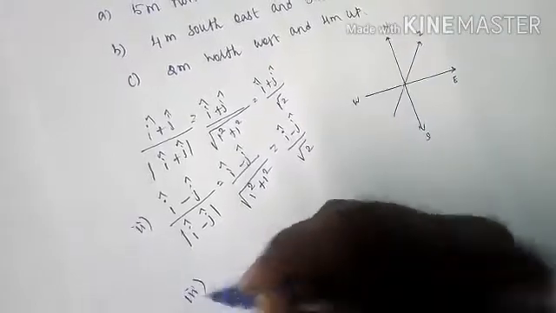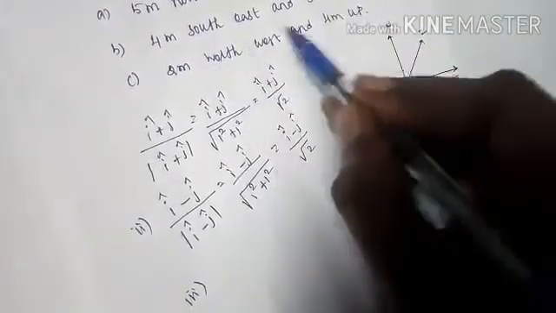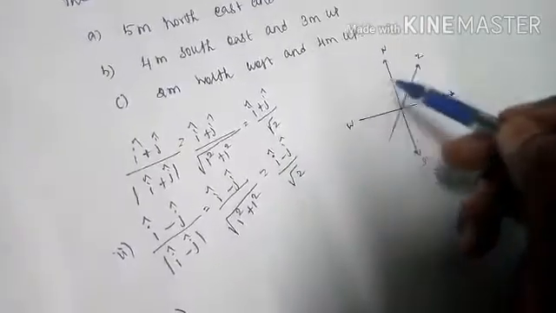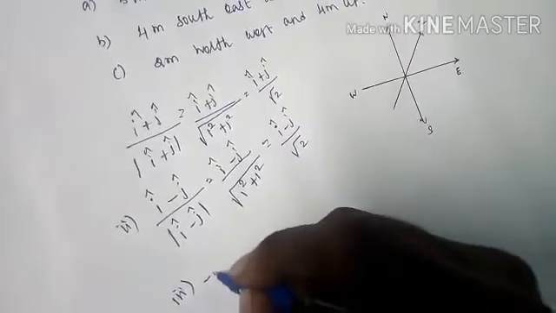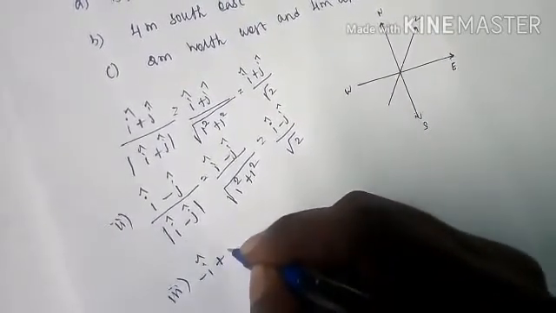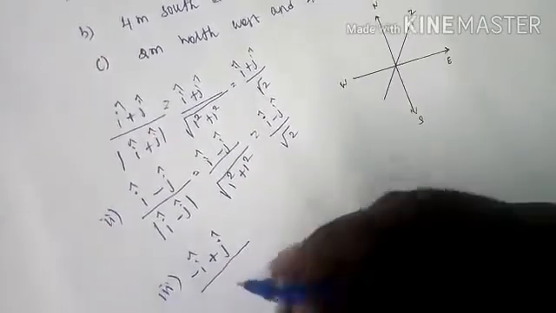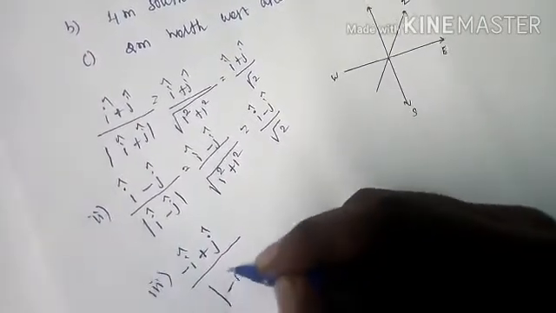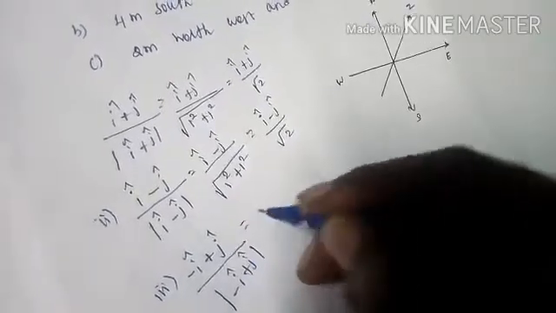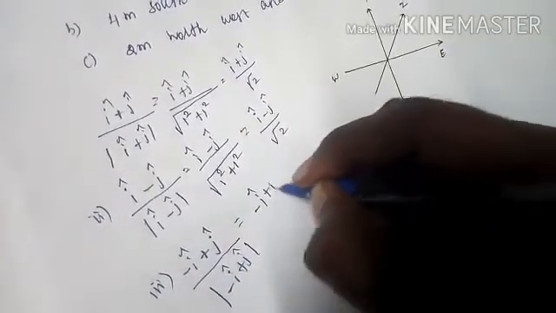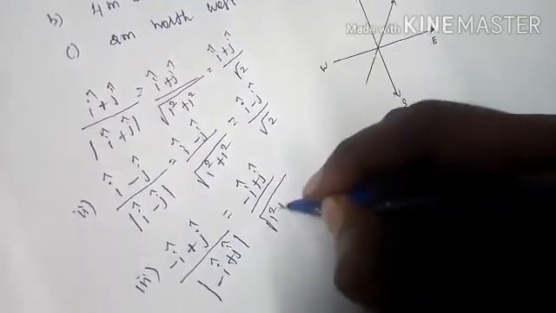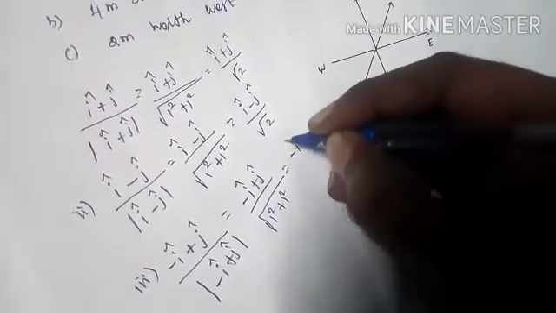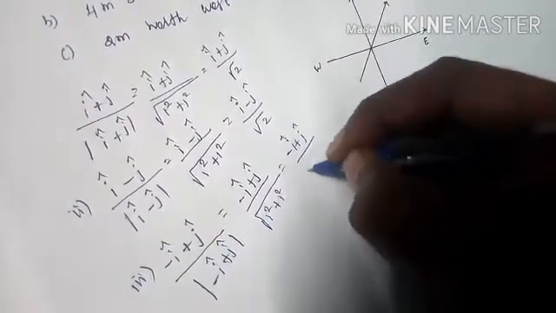Next we will find the unit vector of northwest. North is the positive y-axis and west is the negative x-axis. So minus i cap plus j cap divided by modulus of minus i cap plus j cap. This modulus can be written as root of 1 square plus 1 square. So minus i cap plus j cap divided by root 2. Okay.